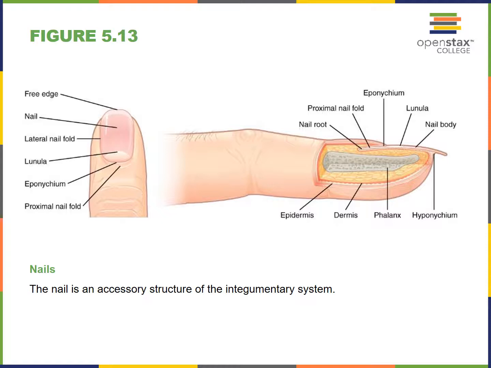So again, the nail is an accessory structure of the integumentary system. And again, it's one on which a lot of money is spent. Women like to have their fingernails colored and go get their pedicure, and we humans are really fascinated by our fingernails. And of course, from a medical standpoint, we can look at the shape of the fingernails and the coloration of the nail bed and get an idea of the general health status of a patient.